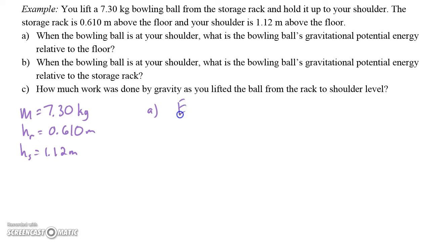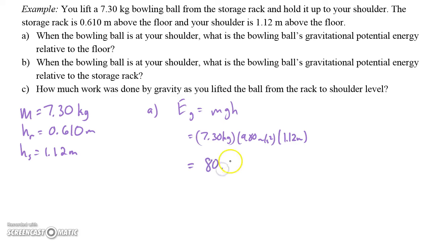So how much work could it do if you dropped it? We're looking for EG, so mgh, and we have to think about what height we're using. We want to use the bowling ball's height when it's at your shoulder above the floor. So we're going to have its mass, 7.30 kilograms, times 9.80 meters per second squared, times the height of your shoulder, which is 1.12 meters, and that, with 3 sig figs based on our values, is going to be 80.1 joules. Okay, great. Off to a good start.